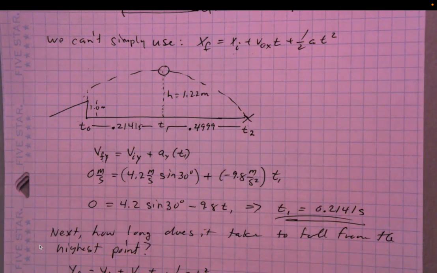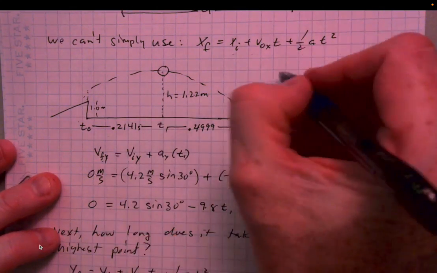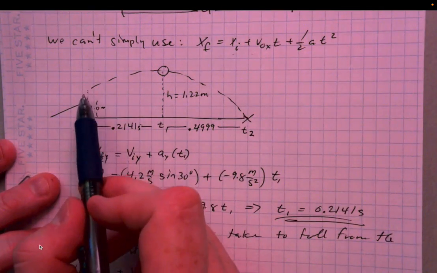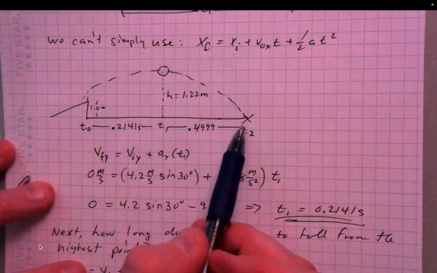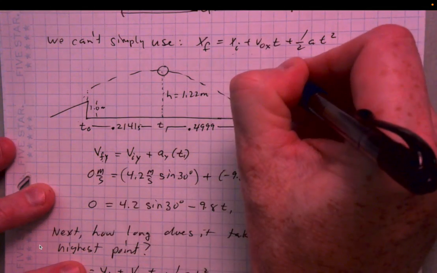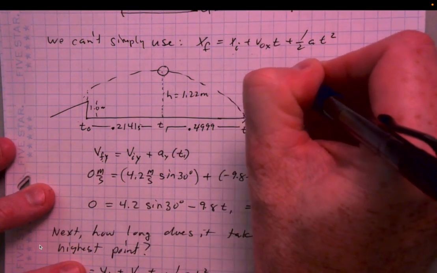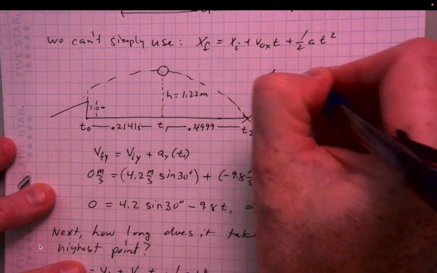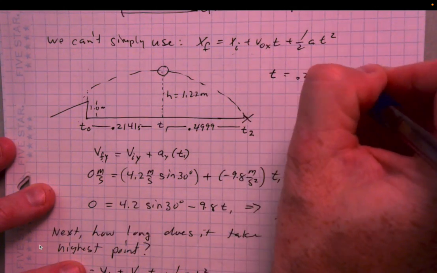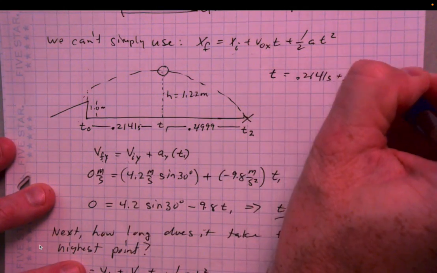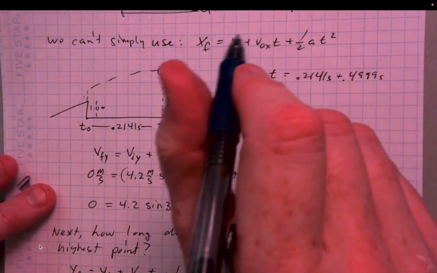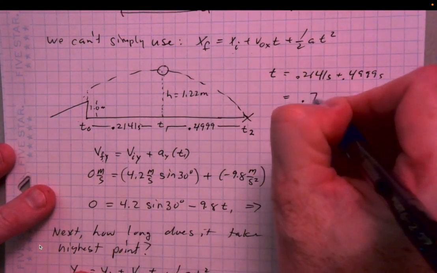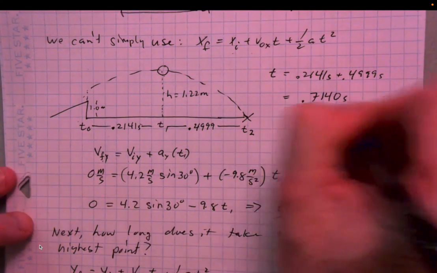Okay, so what's the total time then? Well, the total time that you're in the air must be equal to how long it takes you to get to the top, and then how long it takes you to fall all the way from the top. And so the total time is equal to the sum of these two. So 0.2141 seconds plus 0.4999 seconds. Okay, and when you add all of that up, you see it's 0.7140 seconds.